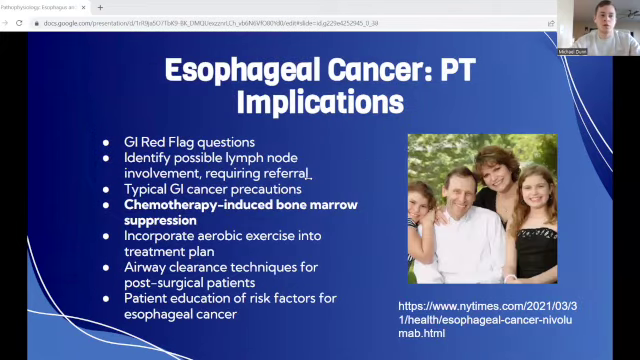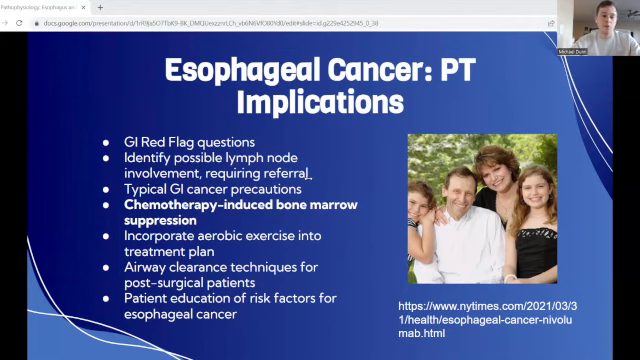So PT implications, going back to our GI red flag questions. Are you having difficulty swallowing? Any issues with indigestion? That sort of a thing. And then your typical GI cancer precautions, limiting your alcohol intake, try to stop smoking, healthy diet.